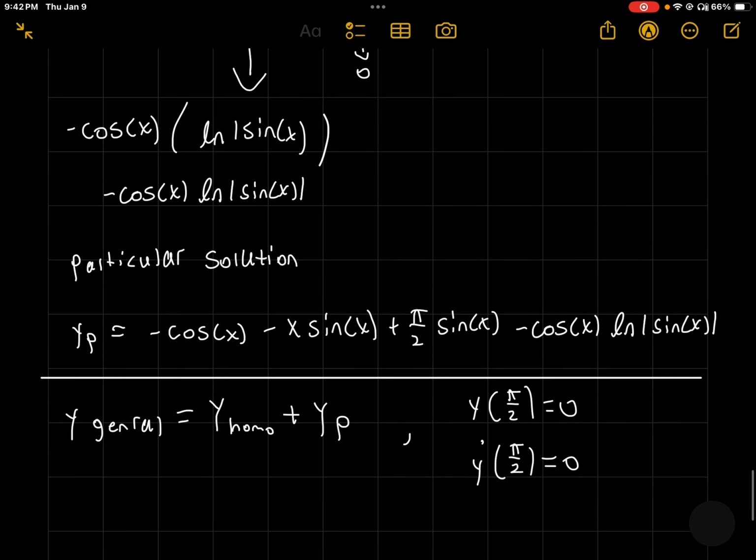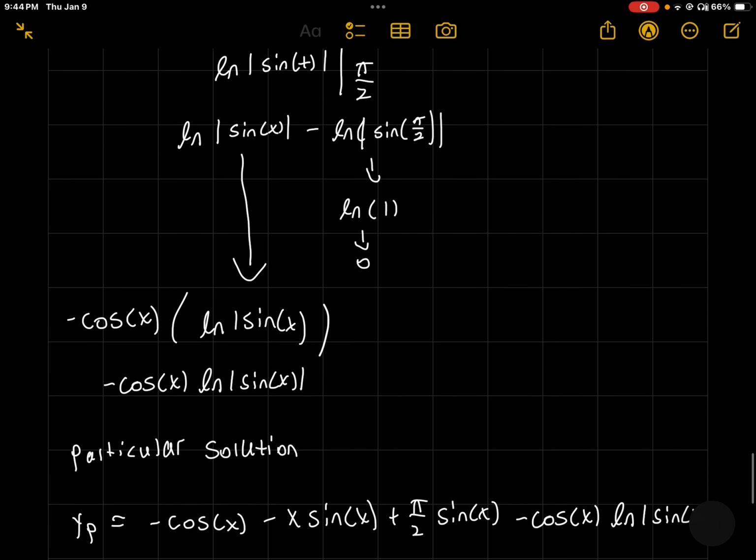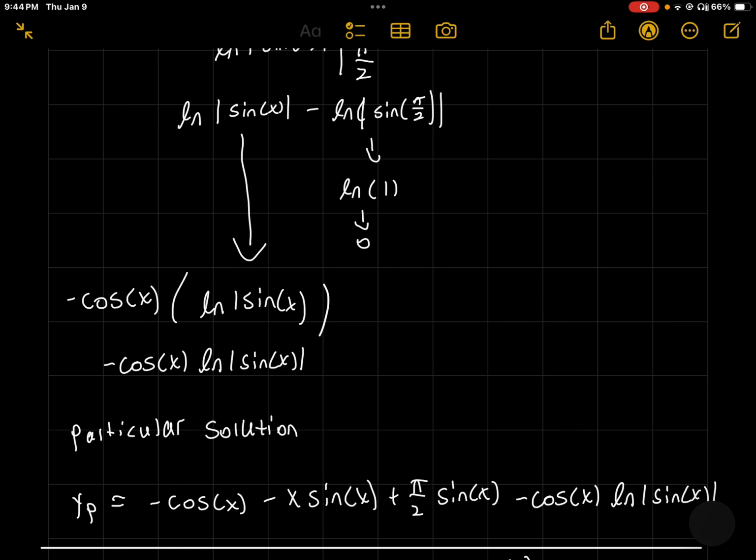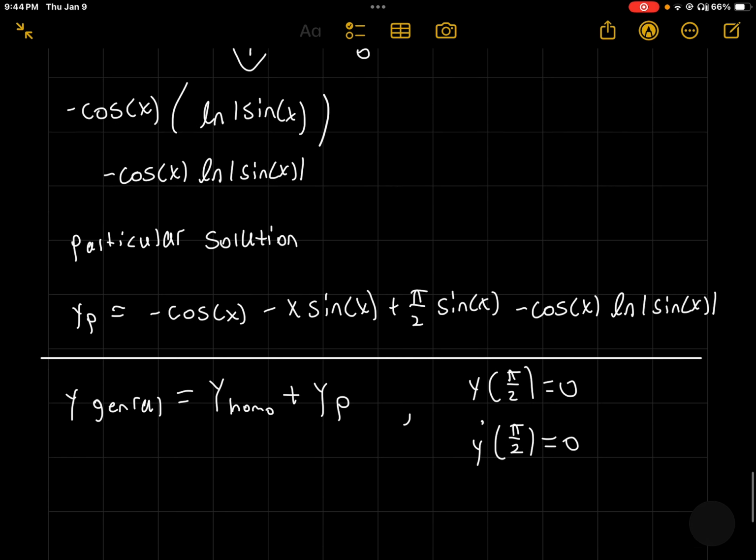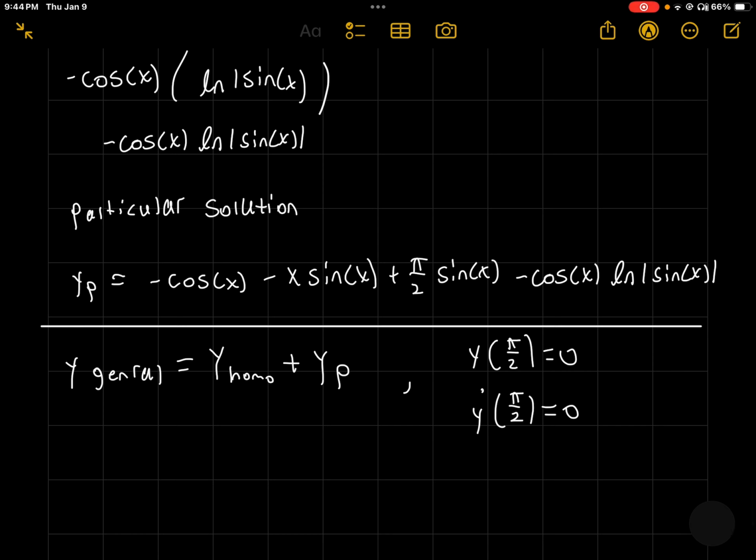Our particular solution is the sum of those two integrals that we just did, which is negative cosine of x minus x sine of x plus pi over 2 times sine of x minus cosine of x times natural log of the absolute value of sine of x. And then the general solution is just adding the homogeneous part plus the particular solution, and we have our two bounds. But in this case, the question is going to ask me for the particular solution using Green's function.